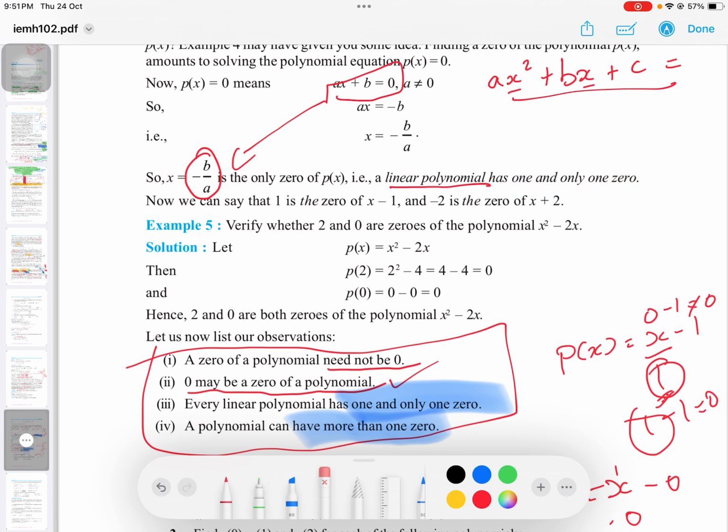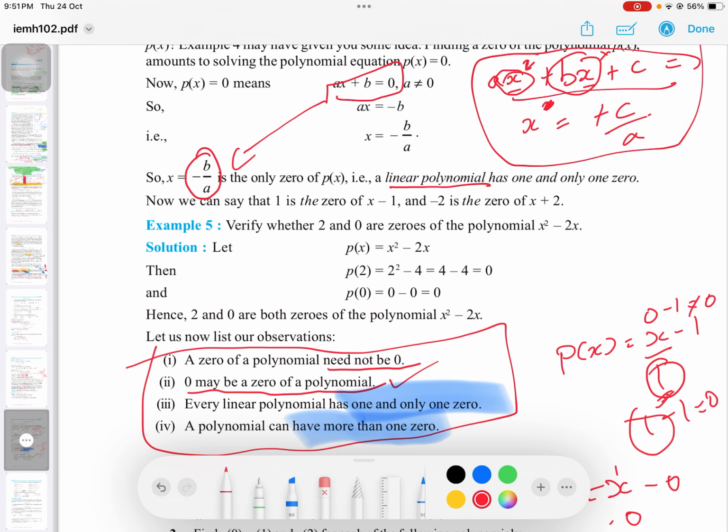Okay, let's see. Now you have a quadratic polynomial. Let's try to get more zeros of it. So now I am solving for x square. So let x square equals minus c by a. We are not including this, okay? This is another thing. For this x you are getting minus c by a, but it should be plus somehow. I don't know why. Try to figure that out. I will figure that out and tell you someday.